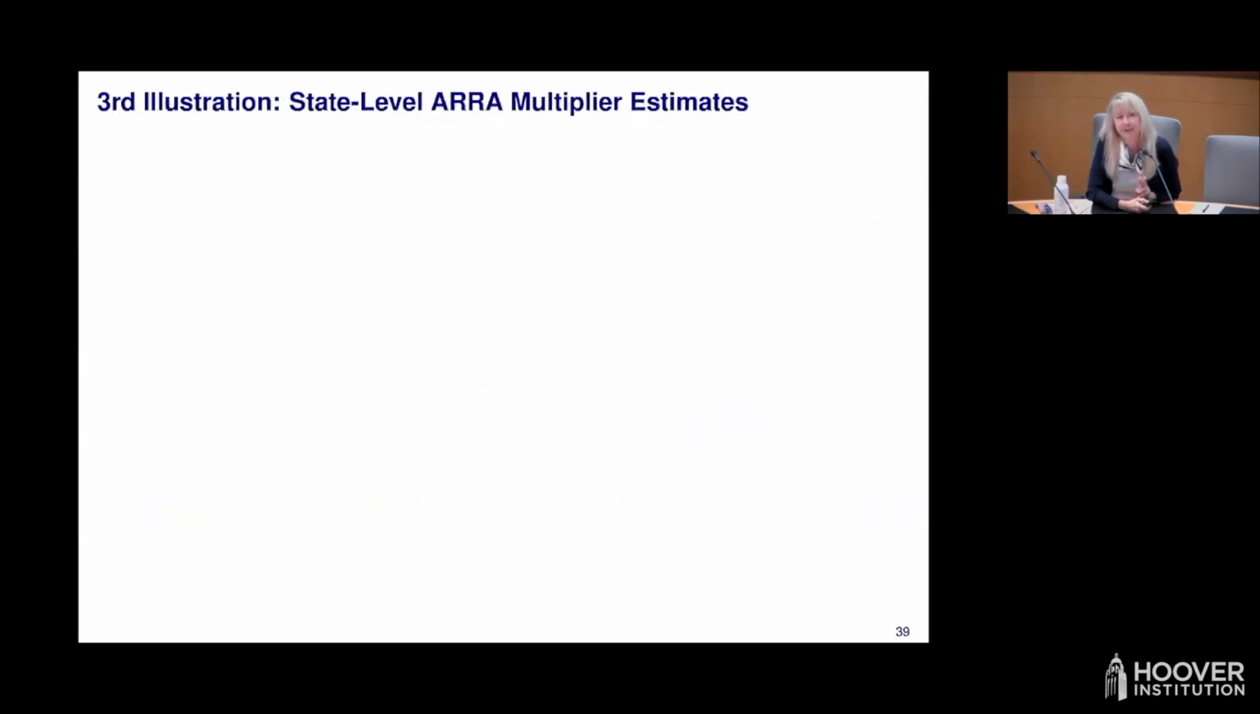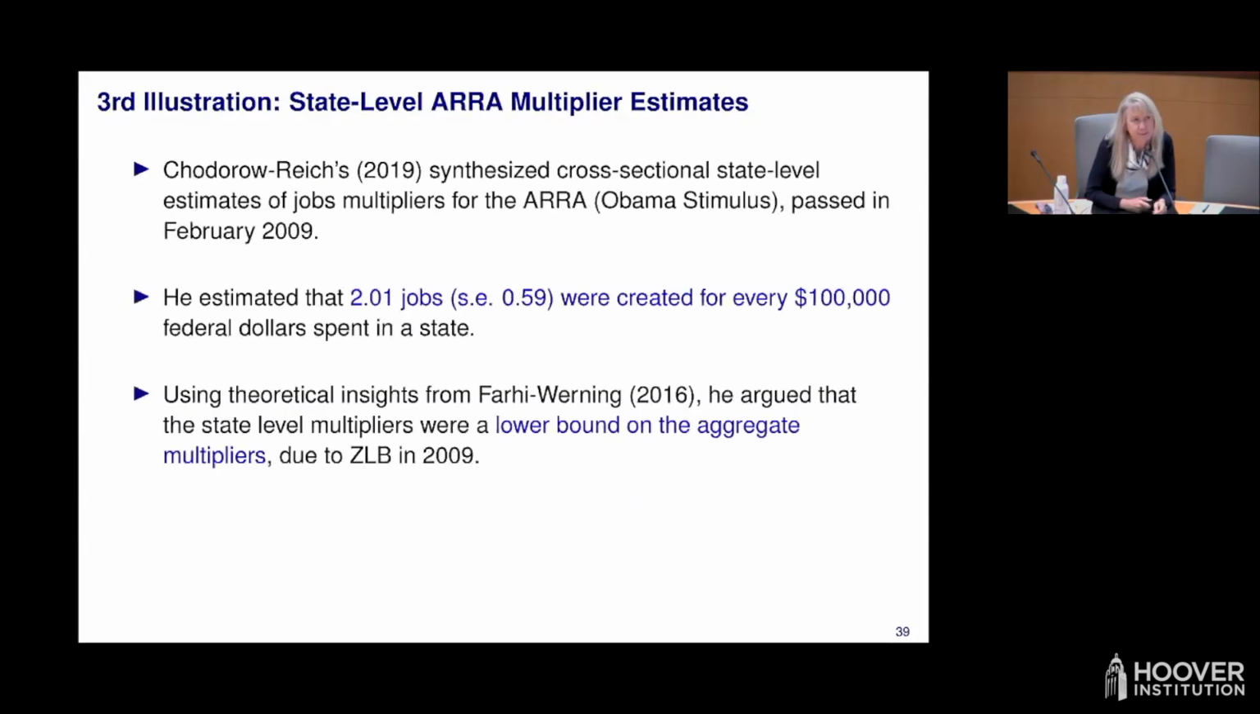So third illustration. This is at a different level of aggregation. This is state level ARRA multiplier estimates. So we're moving to 2009 finally. Gabe Chodorow-Reich had a wonderful synthesis of the cross-sectional state level ARRA literature. This is in his piece in the AEJ Economic Policy. And remember that was passed in 2009. Now, he looked at all the different estimates. People were getting very different answers. Like Dan Wilson would get one, how many jobs created per 100,000. Somebody else would get something else.